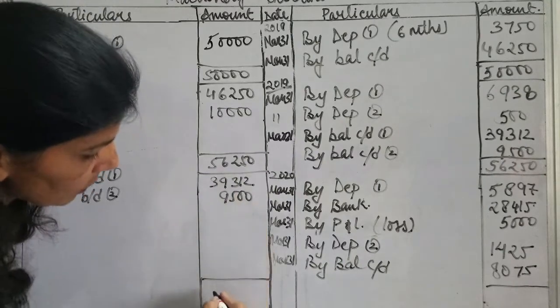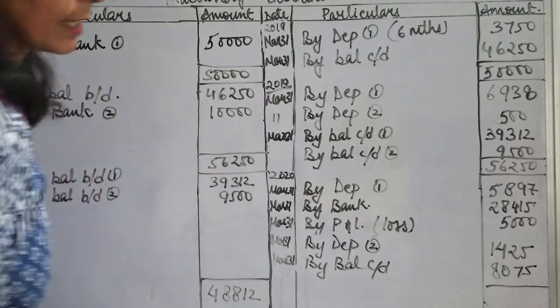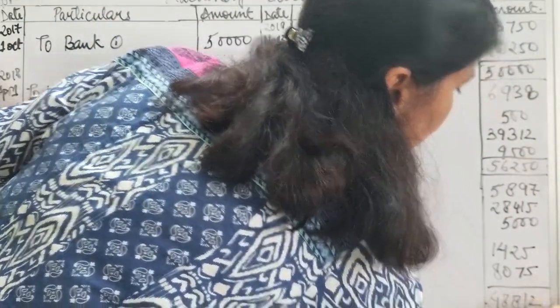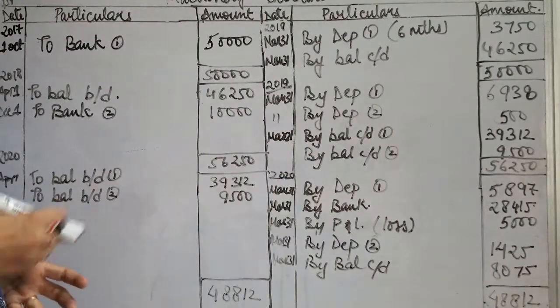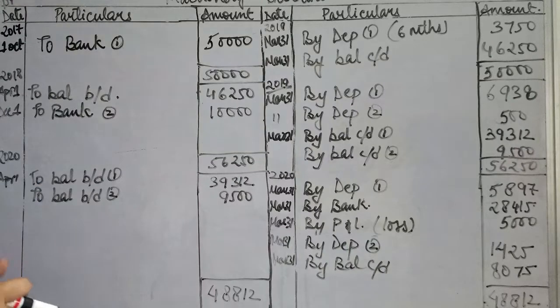So the amount is 48,812 this side and 48,812 this side. So this is how we prepare machinery account by following diminishing value method.